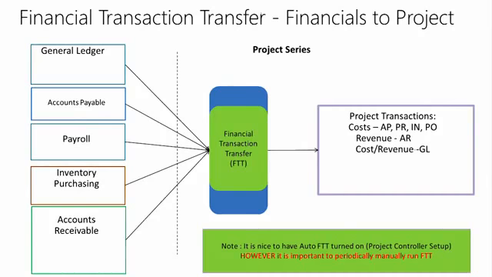So the financial transaction transfer is the bridge that makes this happen. Now, one of the things that we need to consider with financial transaction transfer is, do you want to have your financials updated every time you process a transaction, or do you want to have control over that and have it less often? So for instance, if I enter an AP voucher and I release that AP voucher, do I want it to immediately update my project costs? Or do I want that to wait until later, and I control when it flows over to project?